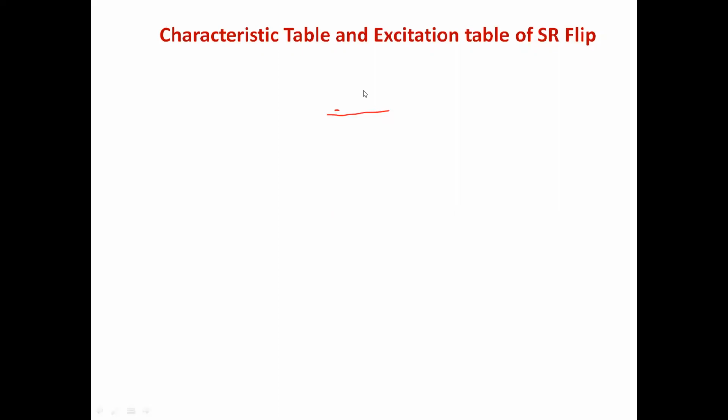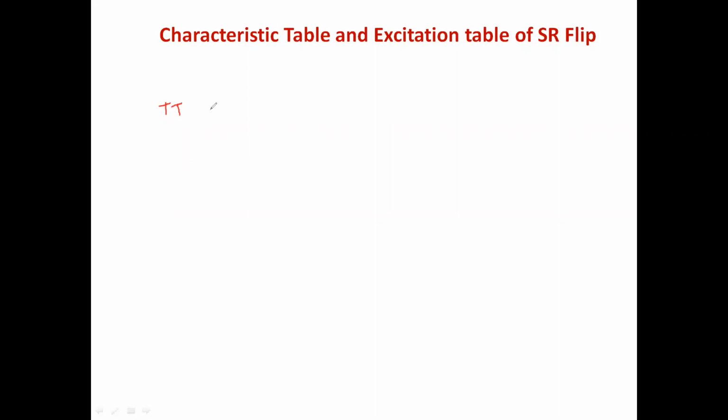So first, we will see why the characteristic table and excitation table are required. They are required whenever we are designing flip-flops and counters. If I want to write the characteristic table, basically I require the truth table. If I want to write the excitation table, I require the characteristic table. So the truth table is the basic requirement; we have to know the truth table properly in order to write the characteristic table and excitation table.